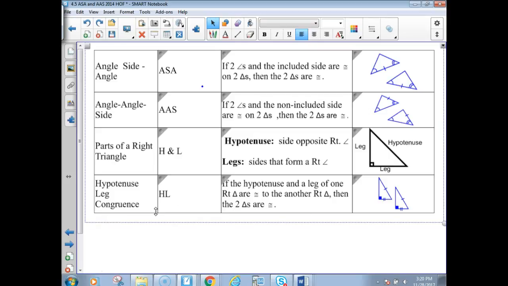Okay, so it's got to be the hypotenuse and a leg. I know there's one more space there. Okay, does anybody still need this though? Okay, I'll wait.